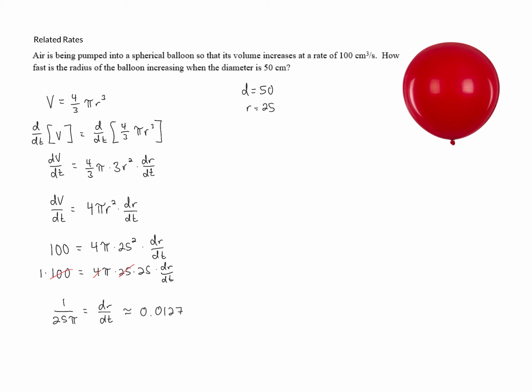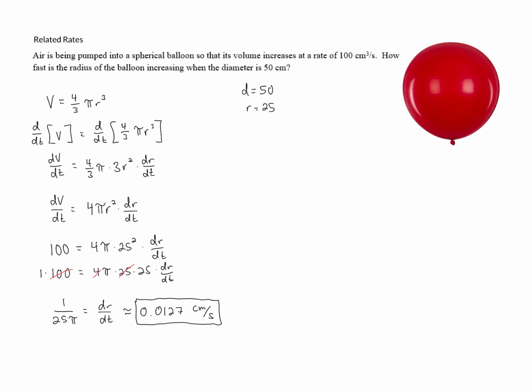The radius is measured in centimeters, and because we're changing with respect to time, and time is measured in seconds here, this is going to be centimeters per second. So at the moment when the diameter is 50 centimeters, the radius is going to be increasing at a rate of 0.0127 centimeters per second.